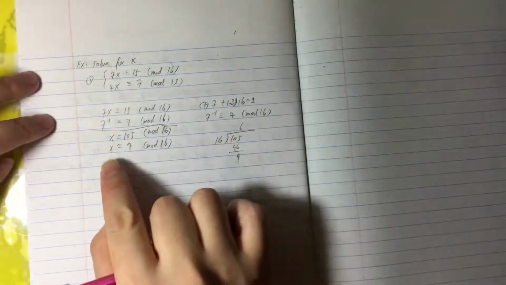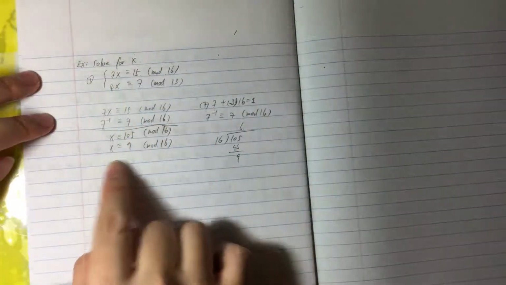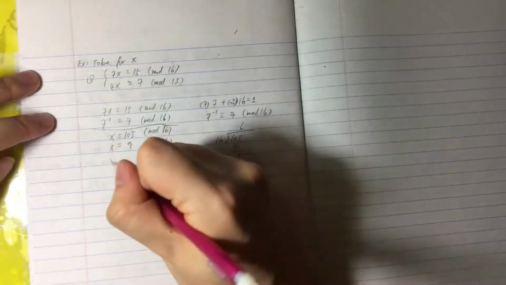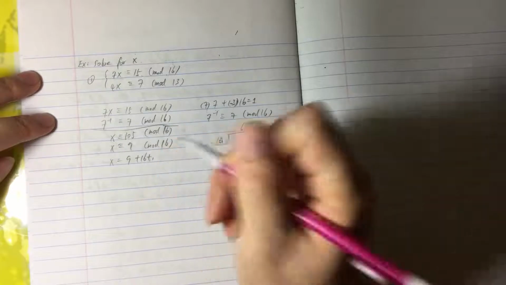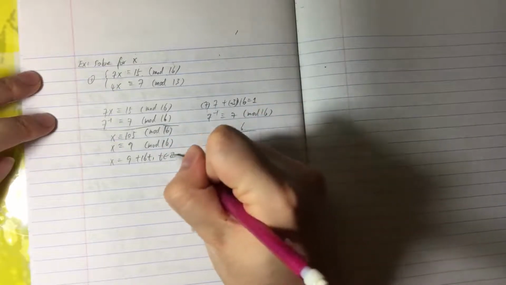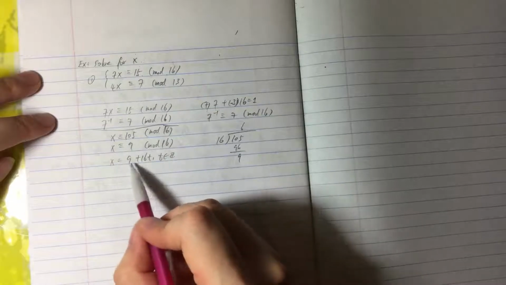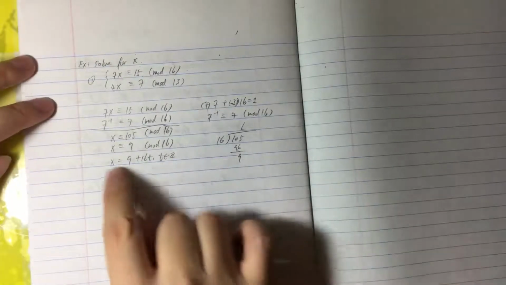Next, try to write this as an equation, then substitute into the other linear congruence. x congruent to 9 mod 16 means x equals 9 plus 16t, where t is an integer. So that's the solution to the first linear congruence.